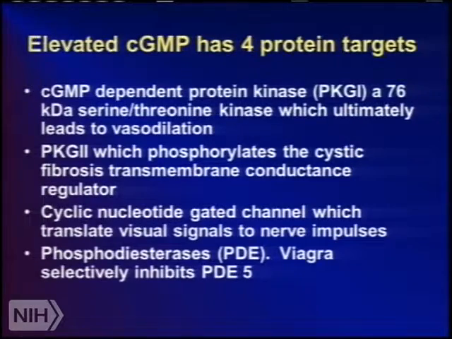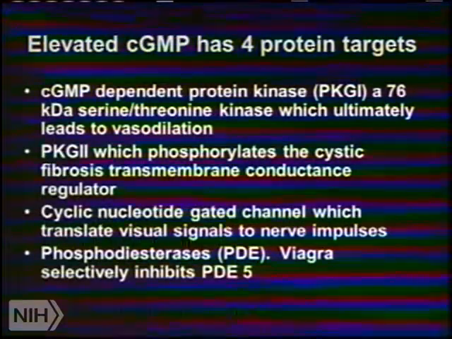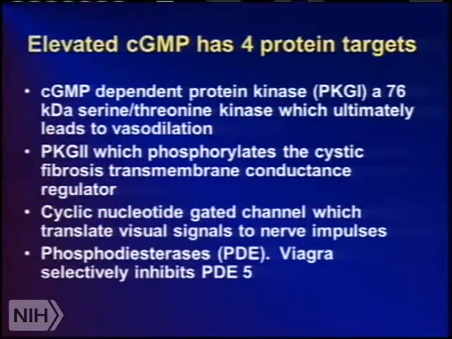We mentioned before that the phosphodiesterase reverses the activity of the guanylyl cyclase. It metabolizes the cyclic GMP. But Viagra selectively inhibits phosphodiesterase 5. So as a result, when you have nitric oxide, it stimulates the guanylyl cyclase, leading to the vasodilation, and this vasodilation is retained if you inhibit the phosphodiesterase.